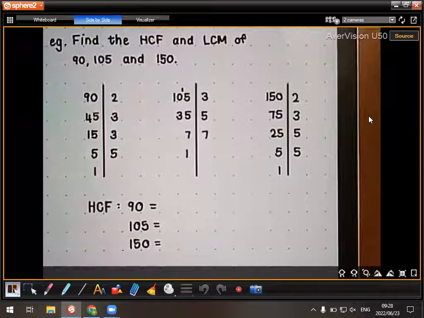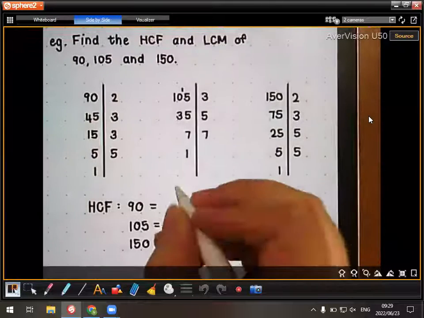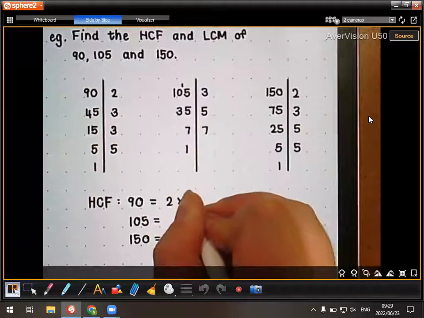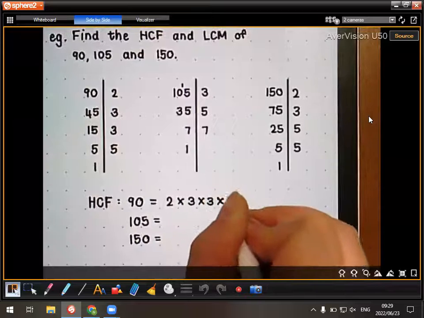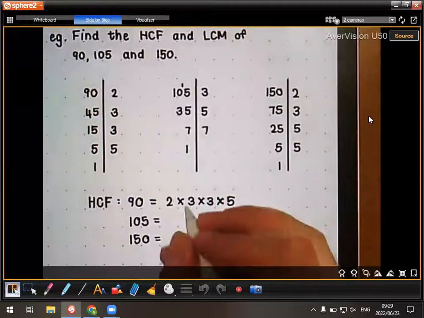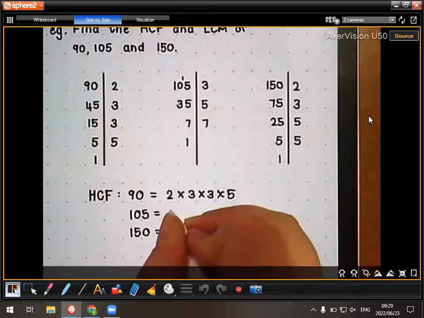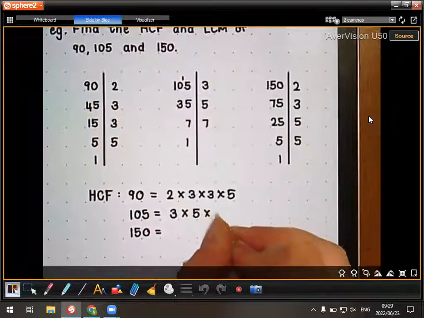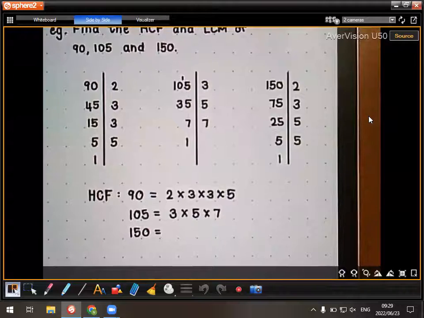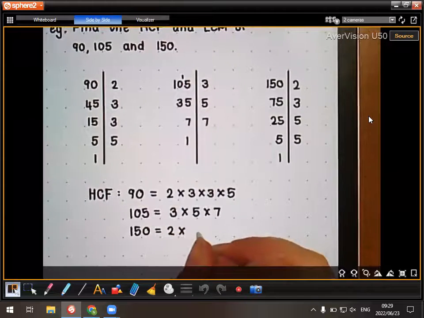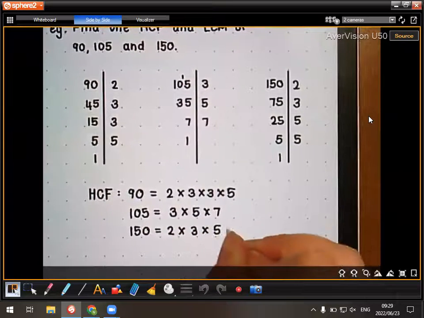So all of those ladders? Yes? No? No one saying anything? Yes, thank you. Okay, guys, for the HCF, we're just going to list them. For the HCF, you don't have to write them in any kind of order. We're just going to group the ones that are the same. So for 90, I'm going to do 2 times 3 times 3 times 5. For 105, I'm going to do 3 times 5 times 7. And then for 150, 2 times 3 times 5 times 5.